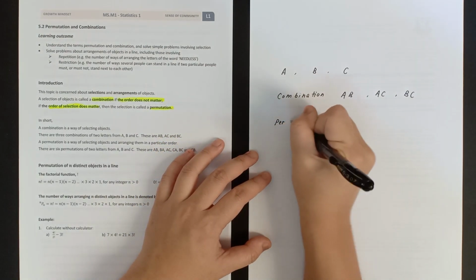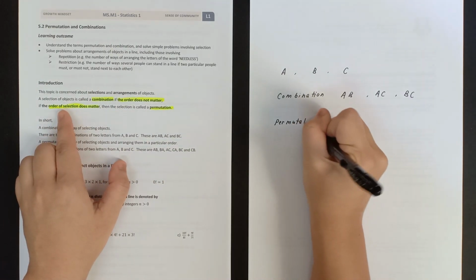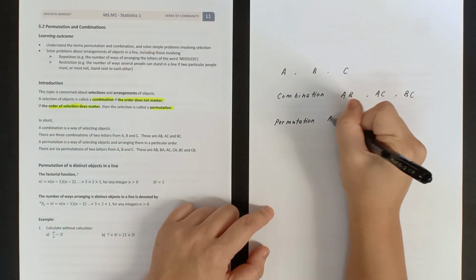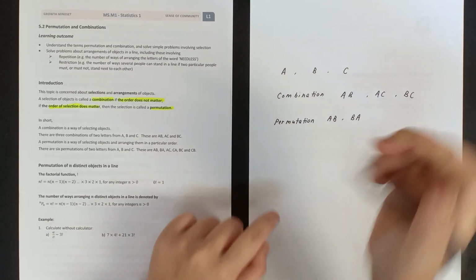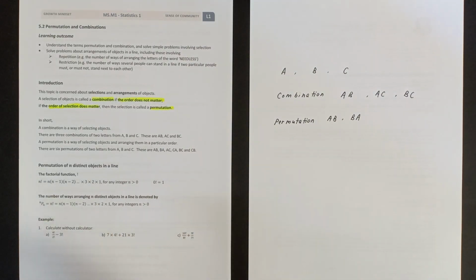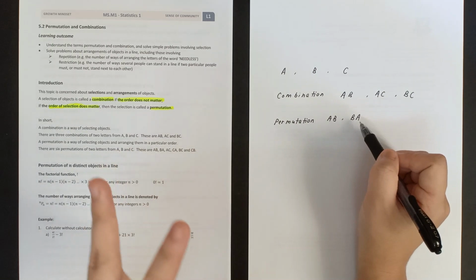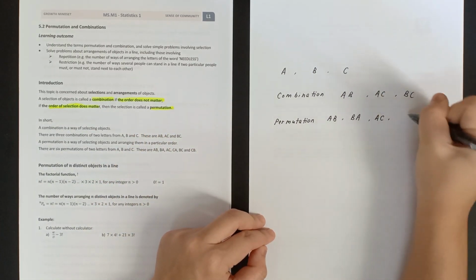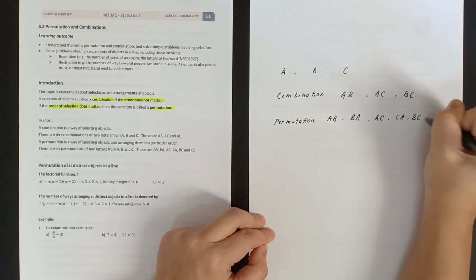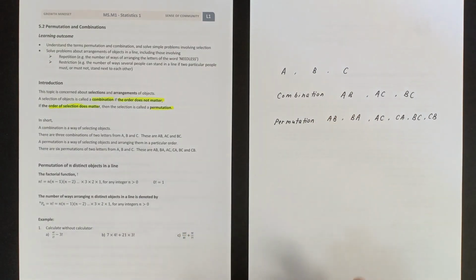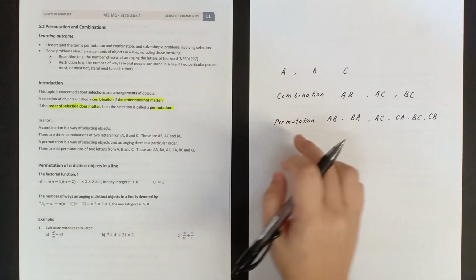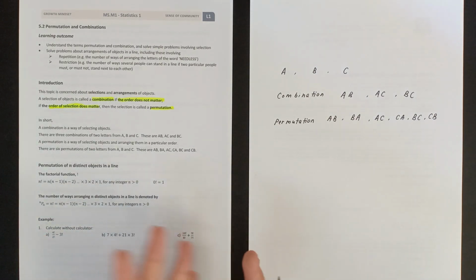When we talk about permutation, we say that the order of the selection actually matters. So when I write AB and BA, they are different things, because I am considering the arrangement also. AB and BA are counted as 2, and then I have AC and CA, and BC and CB. So you can see the difference. Combination is how you select things, so whichever one I put first or second means the same for me. But for permutation, the arrangement actually matters, so how I arrange it makes a difference.